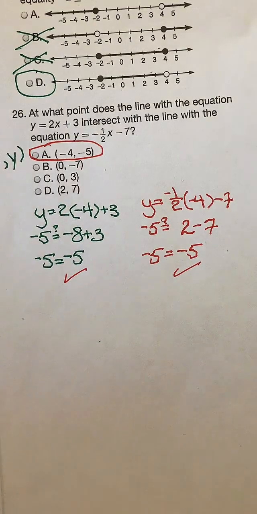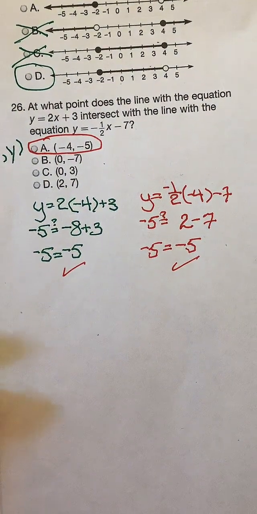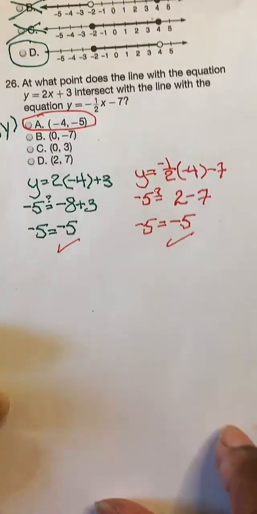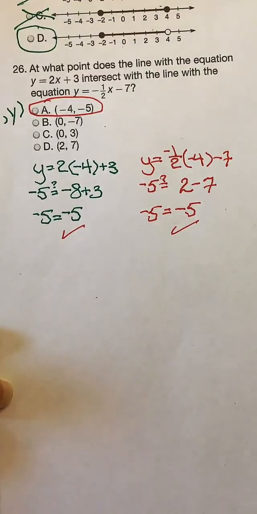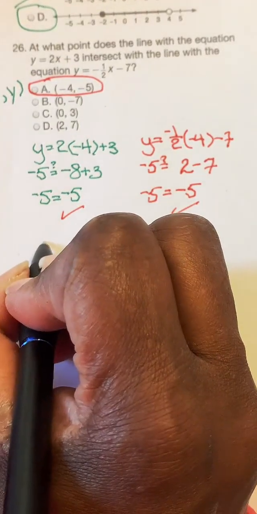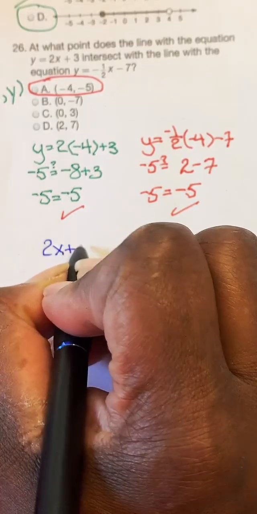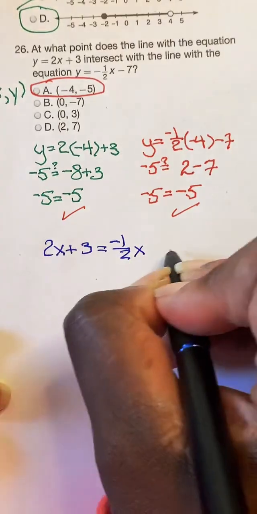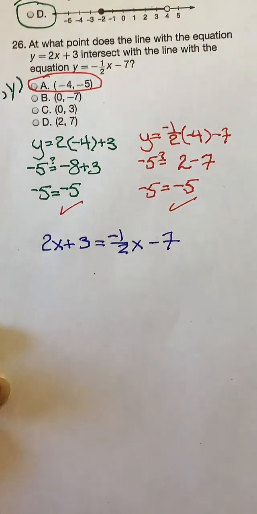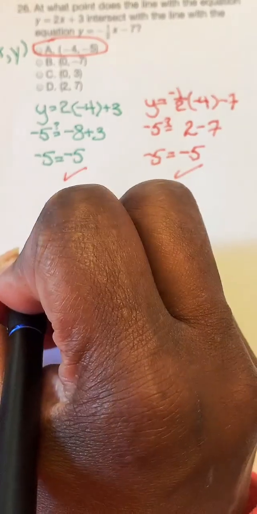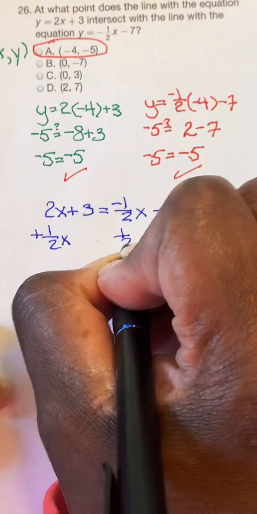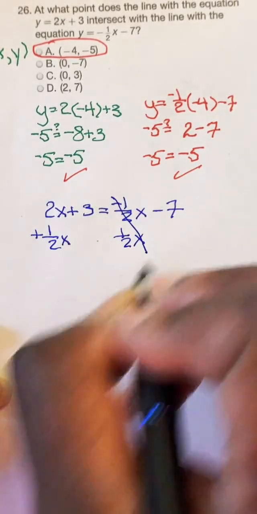Okay? Another way will be to make both of your equations equal to each other. They both equal y. Okay? So that's why you can do 2x plus 3 equals negative 1/2 x minus 7. So if you want, you could add 1/2 x. And you're like, oh, Audrey, fractions. It's okay. It's gonna be all right.